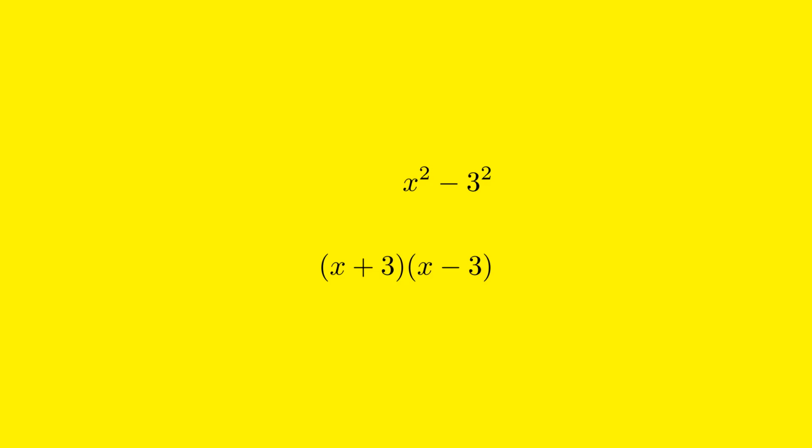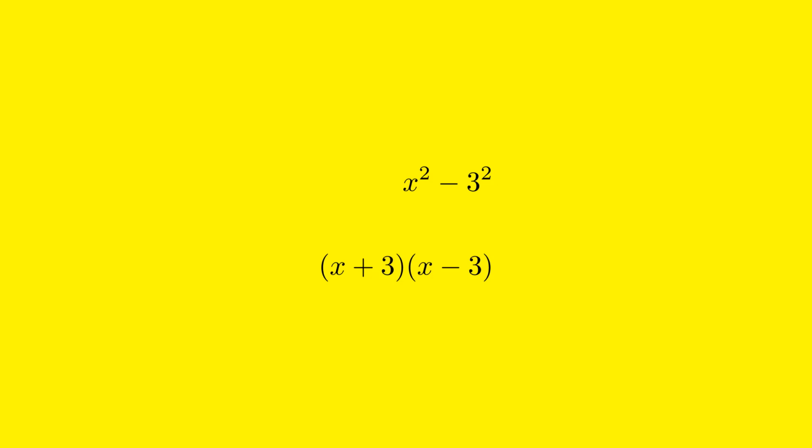Now, recognize that the expression is in the form of a difference of squares. In algebra, the difference of squares allows us to factor the expression as two binomials. Specifically, we can express x squared minus 3 squared as the product of x plus 3 and x minus 3. This step alters the problem by breaking it into simpler components that can be more easily manipulated or solved.